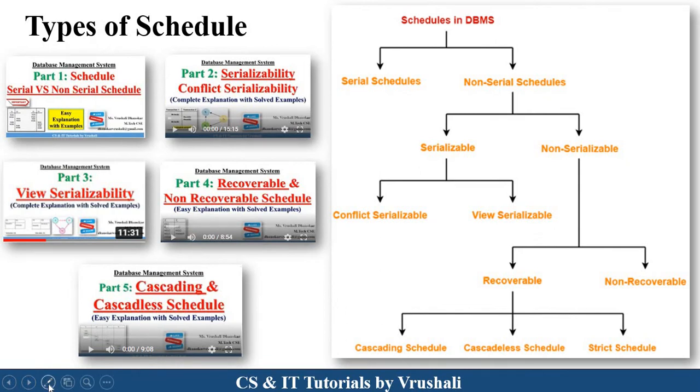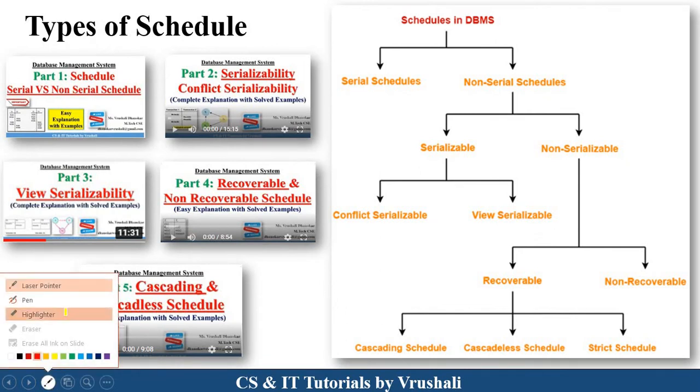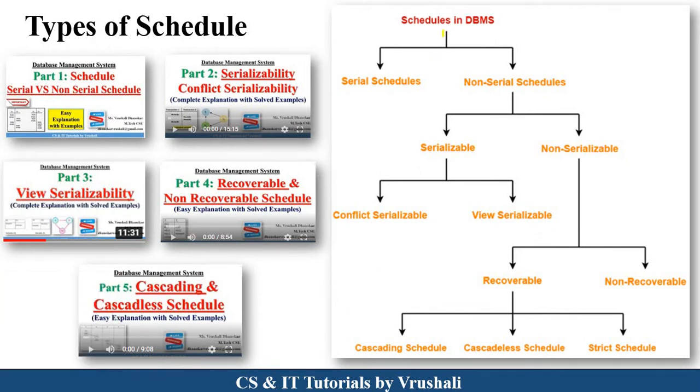Now, the first thing is types of schedules. Schedule means a collection of transactions. In DBMS, in transactions, there are two types of schedule, serial and non-serial schedules. These things we already discussed in part 1. Now, non-serial schedule can be divided into two parts, serializable and non-serializable. Serializable schedule is again divided into two parts, conflict and view serializable.